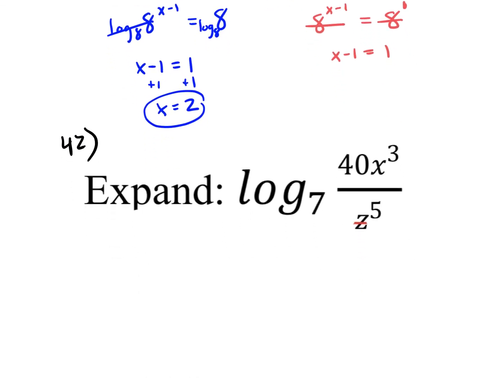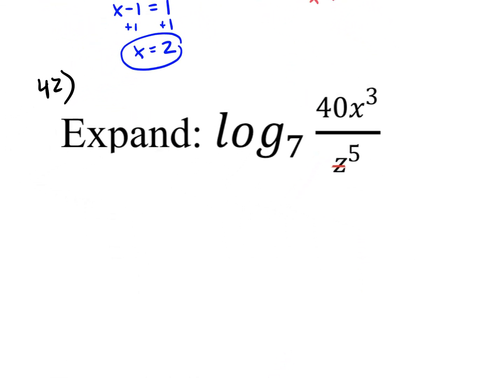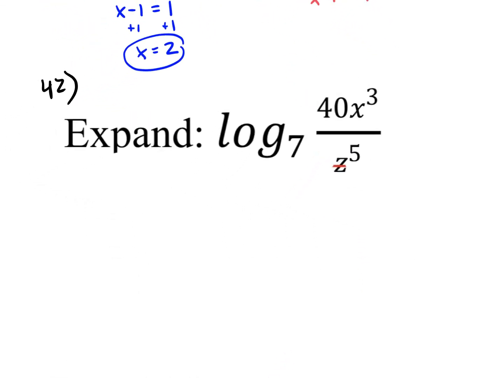All right, 42. So I'm expanding. So when expanding, we know if we're multiplying, that means we have to add. And if we're dividing, that means we have to subtract. So I'm dividing in the middle. So I'm going to separate those by subtraction. So I have log base 7 of 40x cubed minus log base 7 of z to the 5th power.